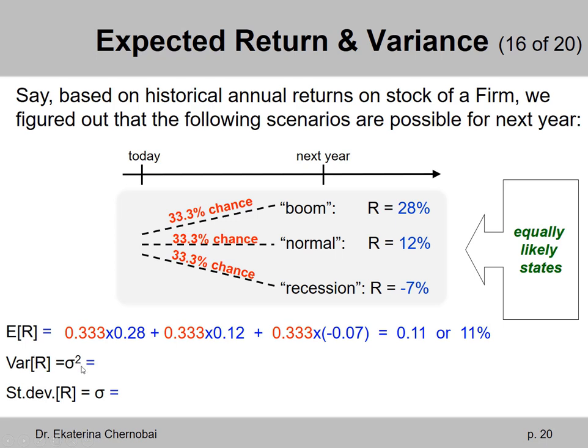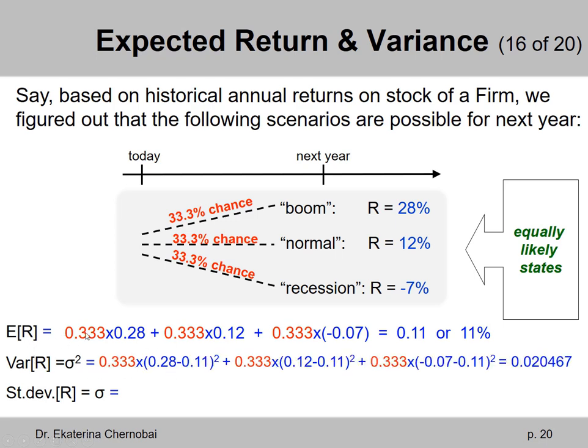How do we calculate the variance? It's very similar to the expected return formula if you compare them. For the boom state of the economy, we multiply the probability of the boom, 0.333, by the squared distance from the expected return, 0.28 minus 0.11, the difference squared. And then we add the same product of the probability and the squared distance from the expected 11% return for the remaining two states of the economy, for normal and recession.